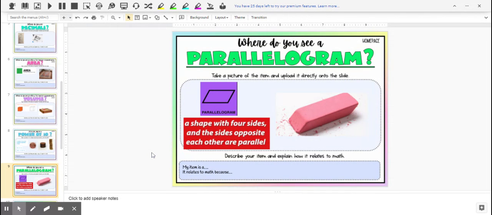Next is parallelogram. The parallelogram, remember, is a shape with 4 sides, and the sides that are opposite each other are parallel. Parallel means they just never touch. I found a parallelogram shape in this pink eraser.